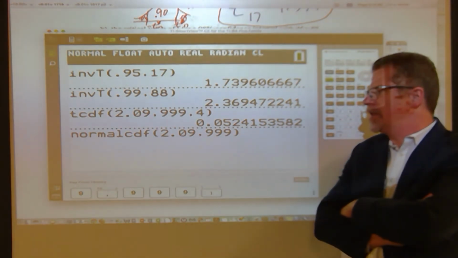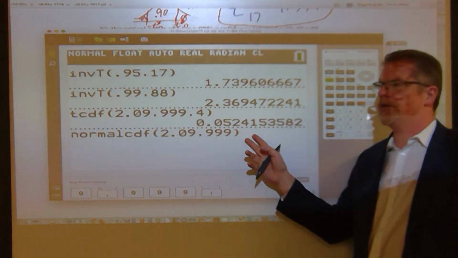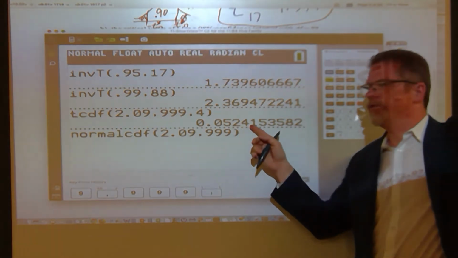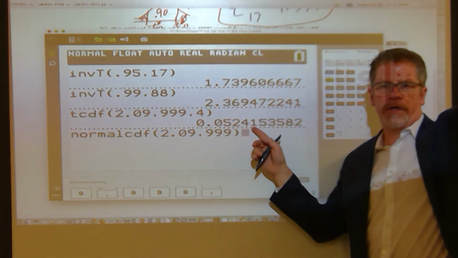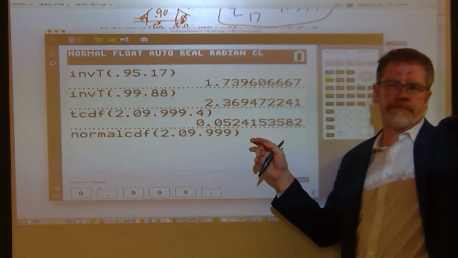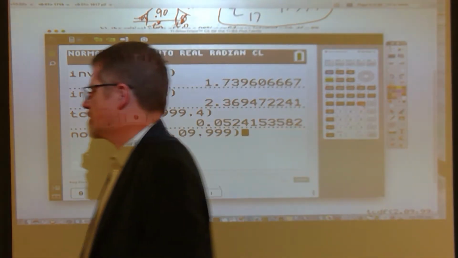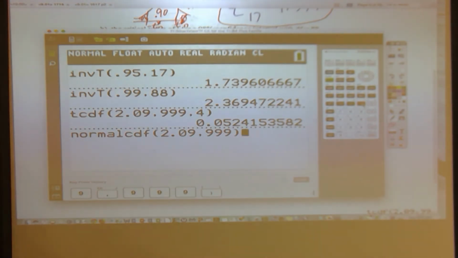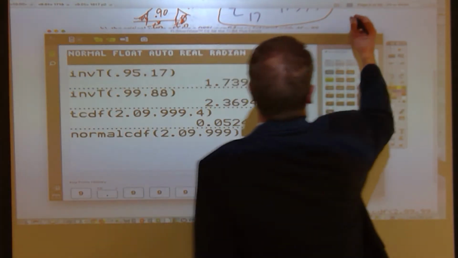Raise your hand if you're thinking this p-value will be greater than 0.0524. Raise your hand if you think it'll be less than 0.0524. Some say less. Raise your hand if you're just not sure how to think about it. Look, here's how to think about it.